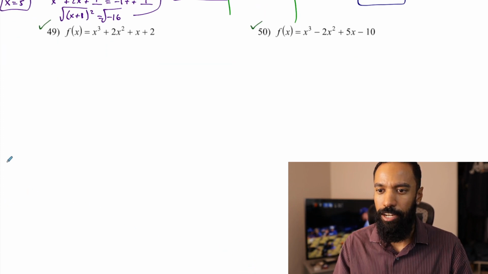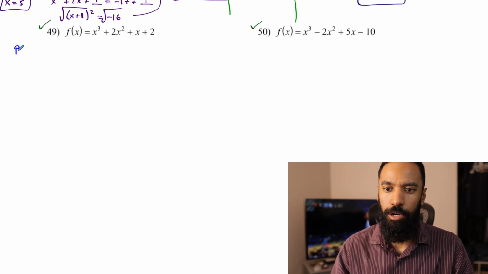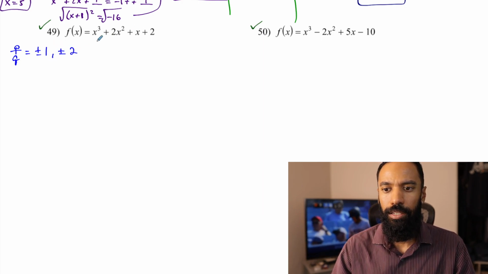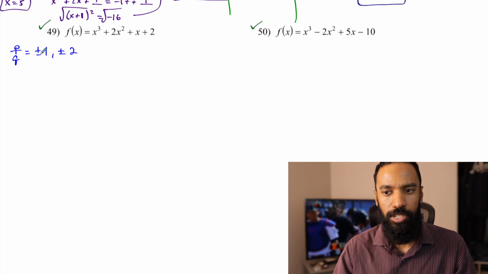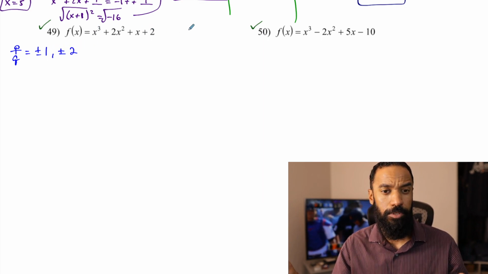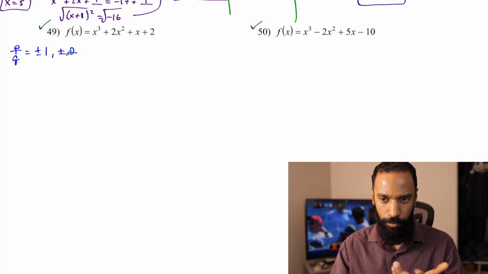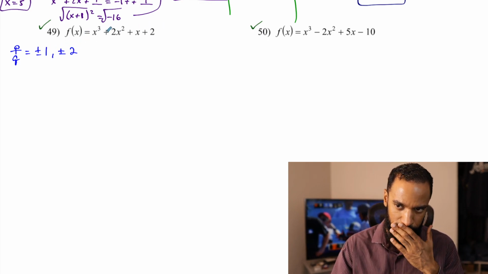I can factor by grouping here, but before I start, let's get our p's over q's on 49. Factors of 2 over factors of 1. That's 1 and 2. And listen, these are all positive. That really means negative 1 and negative 2 are our only options. I'm actually not going to factor by grouping. Let's do this the other way. Negative 1 and negative 2 are our only options, being all positive.